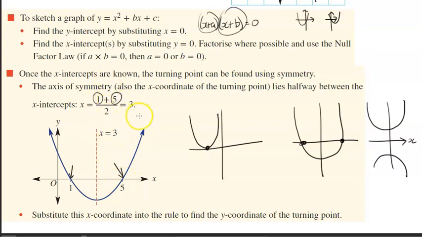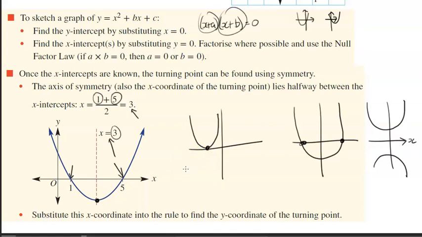Another way of doing this is get your first X-intercept, get your second one, add them, and then divide that. So this is saying that the X coordinate where the halfway line and the turning point will happen is when X is equal to 3. And then once you've got the X coordinate, you substitute this 3 back into the original equation, and that will give you the Y coordinate of the turning point. So these are all the rules, these are all the steps.